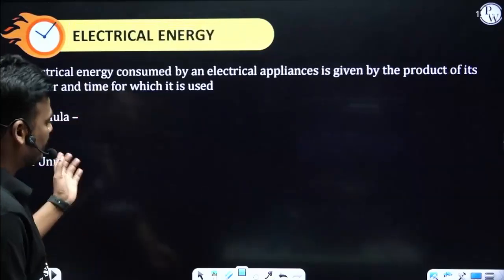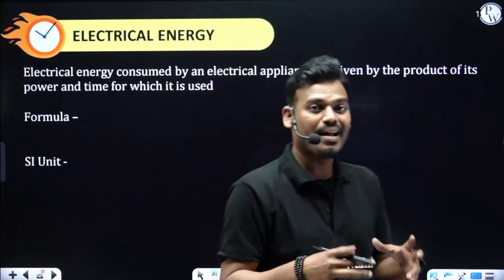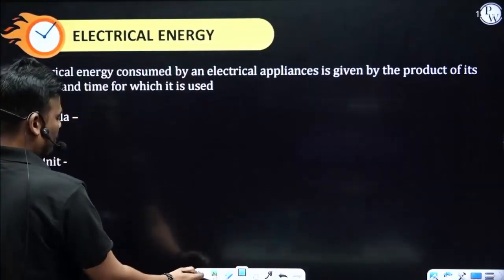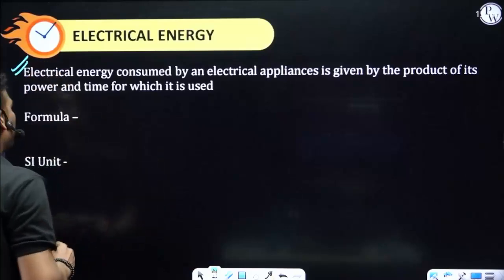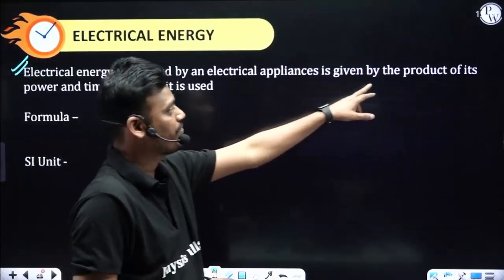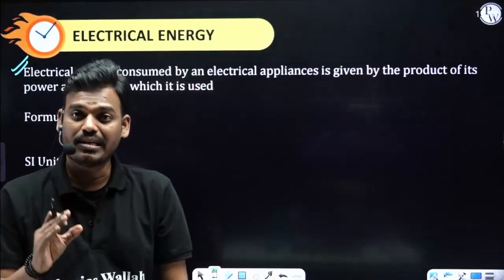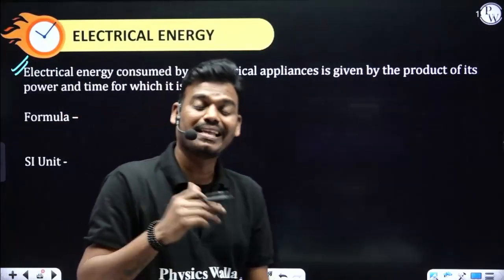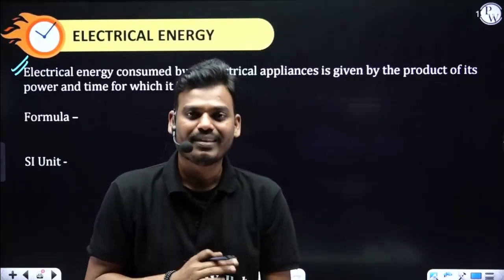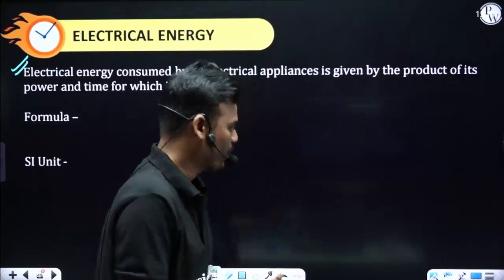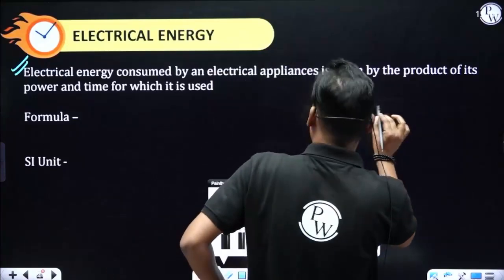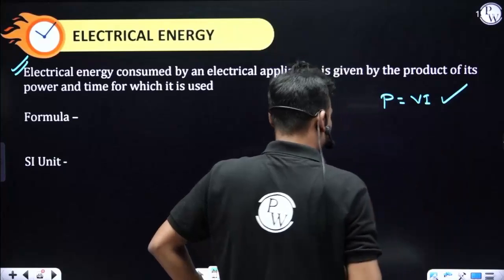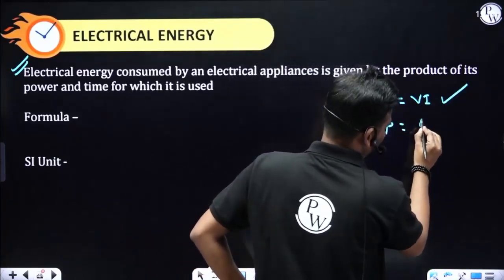Next one, electrical energy. Electrical energy is nothing but the energy the electrical appliance consumes. Generally they don't ask the definition, but you need to understand: electrical energy consumed by an electrical appliance is given by the product of its potential difference and current. Or there is another way, in terms of power, it is the product of power as well as the time. So power is given by V into I, and power is also given by E divided by T.